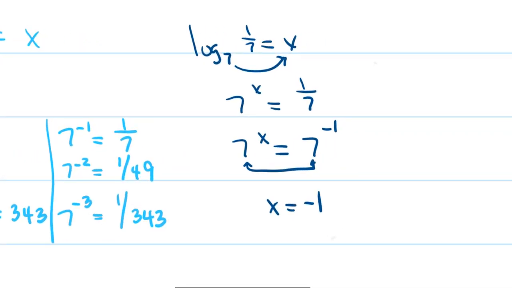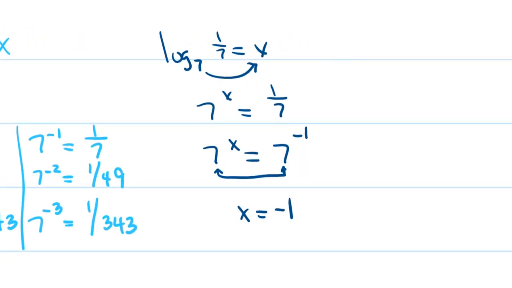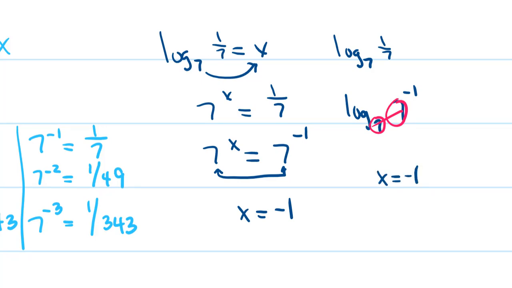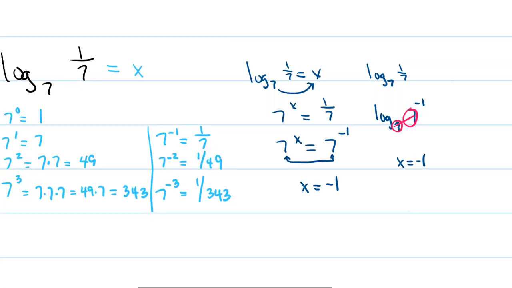Now the other approach, if you've got those math skills: log base 7 of 1/7, and you know that 1/7 is the same thing as 7 to the negative 1 power. Remember, if the base and the number are the same, you simply drop down the exponent. So again, you get x equals negative 1. Either way, same thing. Easy peasy lemon squeezy.